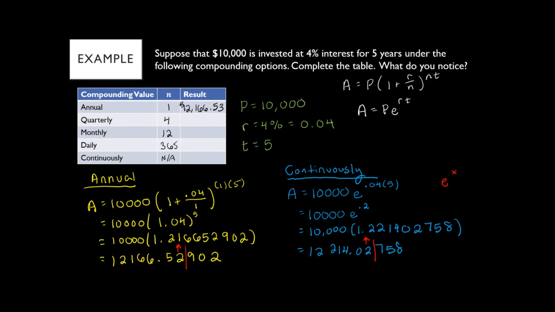So for compounding continuously, we get $12,214.03. And you can see that that number is already higher than if you got interest once a year, because you're getting interest more often and it's getting interest on top of interest, so it grows faster. So you have more money there. So that's essentially, it says, what do you notice? That's what you're going to see. You're going to see that the more times you have interest, the more money you're going to get.